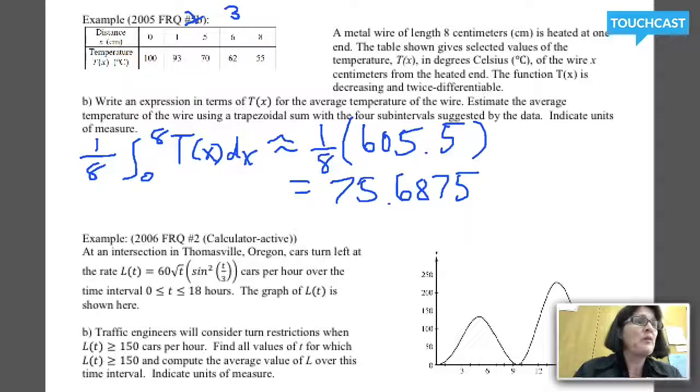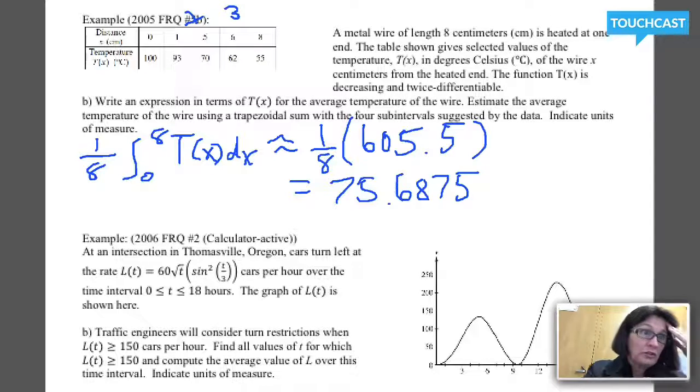The number 1 most common wrong answer to this question, I would bet $100, is 605. Because people forget this 1/8 part, and they're so busy trying to compute that trapezoid sum that they finally get the answer 605.5, and they're so excited that they forget to then divide by 8. So here's what I need you to know.